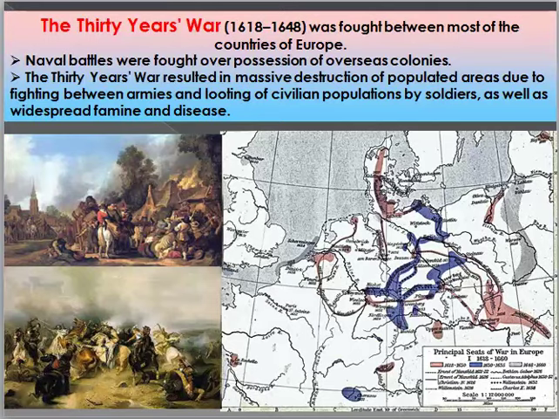The Thirty Years' War was fought between most of the countries of Europe. Naval battles were fought over possessions of overseas colonies. The Thirty Years' War resulted in massive destruction of populated areas due to fighting between armies and looting of civilian populations by soldiers, as well as widespread famine and disease. And that's that. So we're going to end there at the Thirty Years' War, which was a war that included pretty much all the nations of Europe.